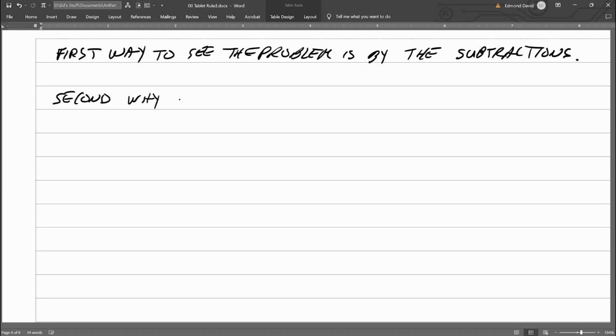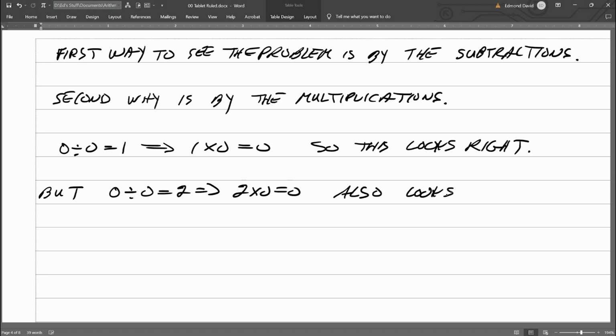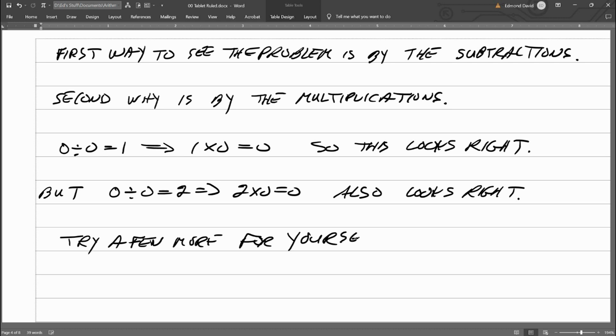For the second way to see the problem, let's try the multiplications. We already saw that 0 divided by 0 equals 1 implies that 1 times 0 equals 0. So 1 seems like the right answer. But if we choose 0 divided by 0 equals 2, it is also true that 2 times 0 equals 0, so 2 also looks like the right answer. Try a few other numbers for yourself and you will see that all numbers can be the answer to 0 divided by 0. So the second way to see the problem of 0 divided by 0 is to just try the multiplications.